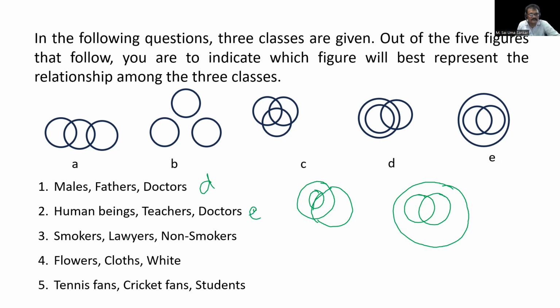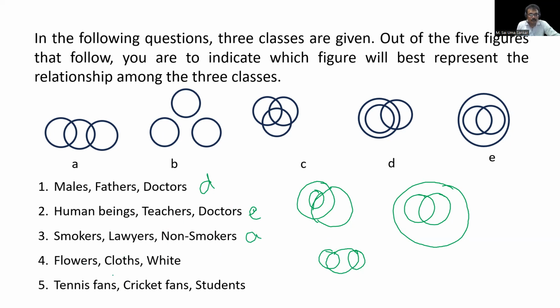Next, smokers, non-smokers, and lawyers. See, what is the relation between the smokers and non-smokers? These two are disjoint or not? These two are disjoint. Some lawyers are smokers, some lawyers are non-smokers. Okay, so what happens if you take it like this? Is it valid? Here, smokers and non-smokers are disjoint. And next, some lawyers are smokers, some lawyers are non-smokers. Whatever the remaining, whatever it is. So, what is the answer? Option A is the correct answer.